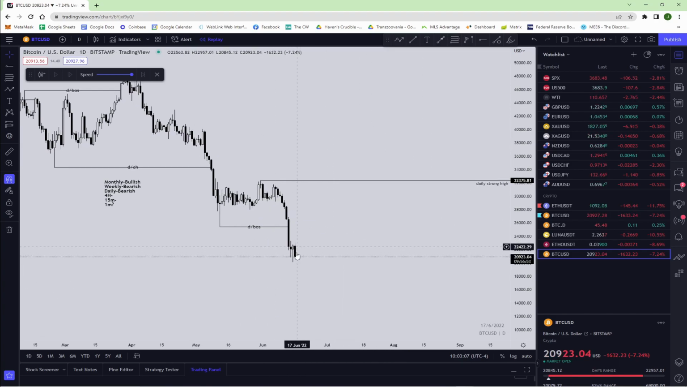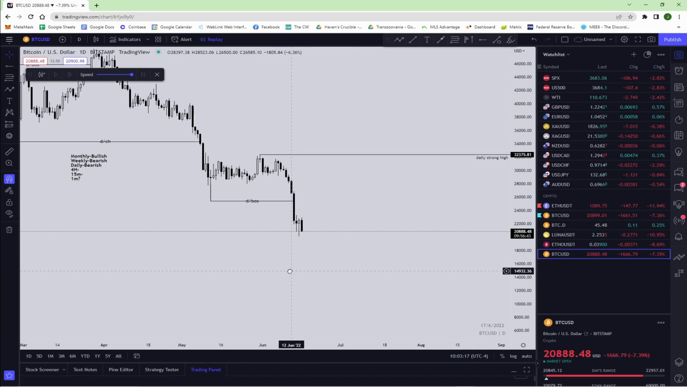This is not a pullback. I do not call this a pullback. It's not enough, in my opinion. Oh, we're live. So there you are, daily strong high. We do not have a daily low yet because I don't consider this a pullback. I consider this just a consolidation. And daily is bearish. I don't expect this level to break.